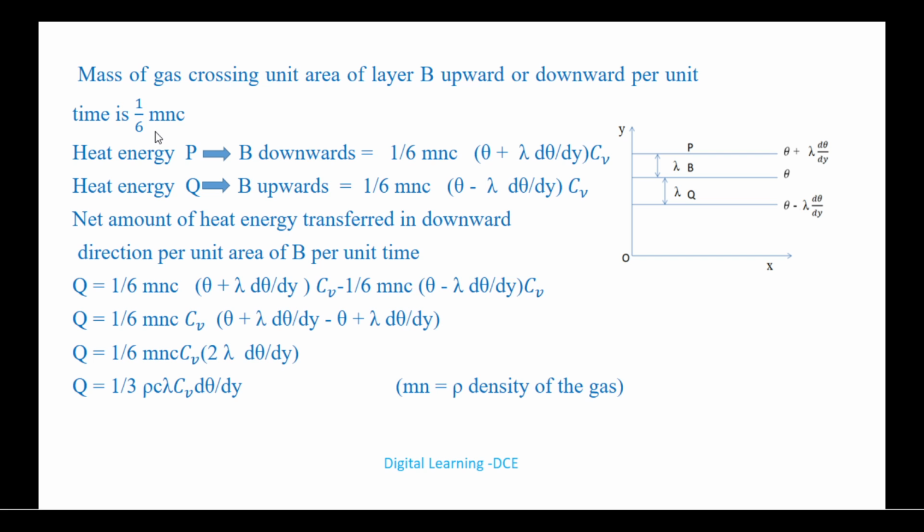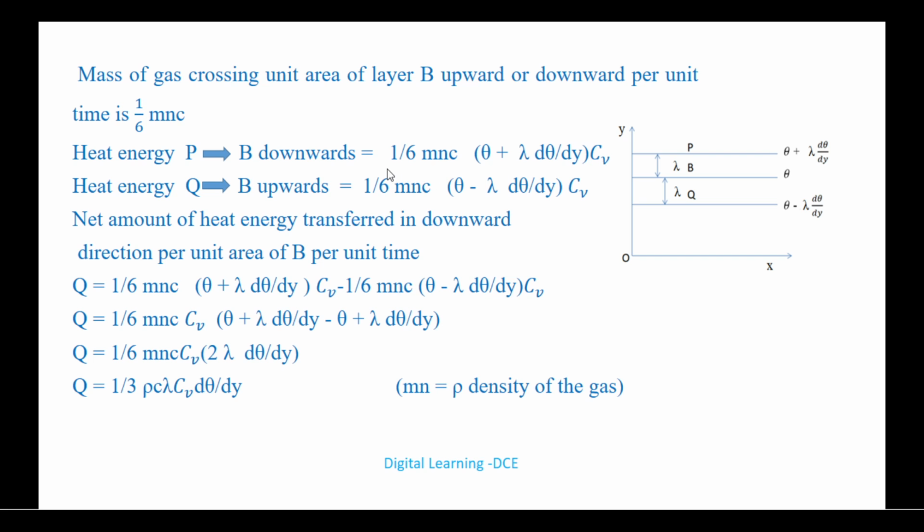Then next, the heat energy, then this represents mass. Then let us calculate the amount of heat which is moving in a downward direction as well as in an upward direction. That is the heat energy carried by the molecules of the layer P and crossing unit area of layer B in downward direction per unit time is equal to 1/6 mnc into (θ + λ dθ/dy) into Cv.